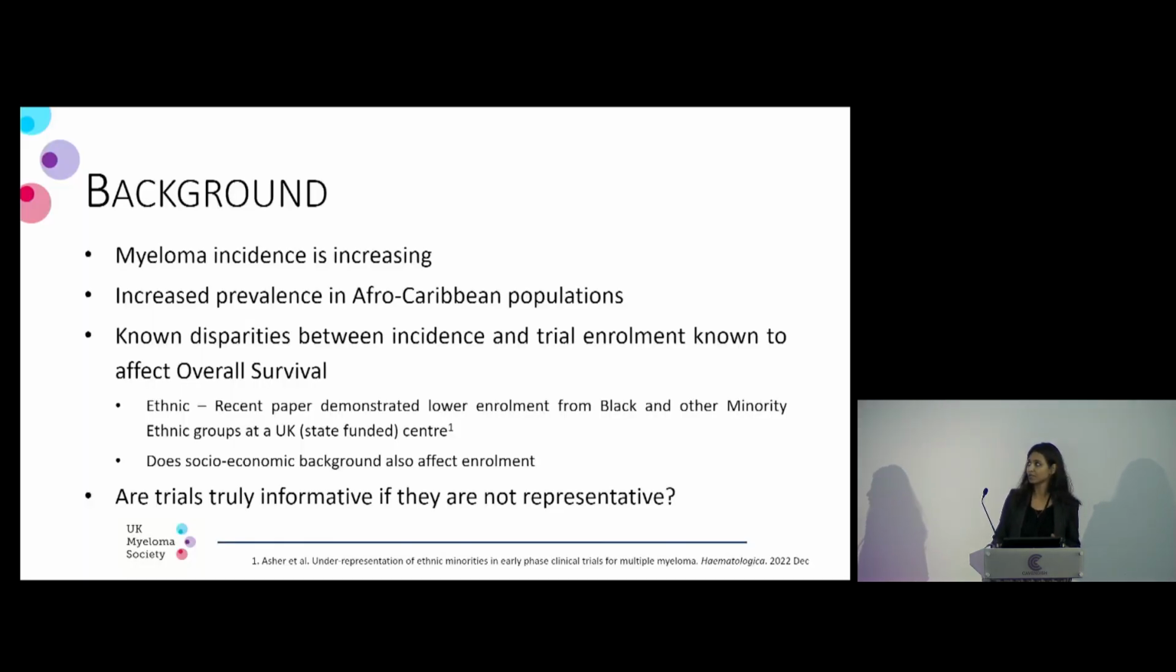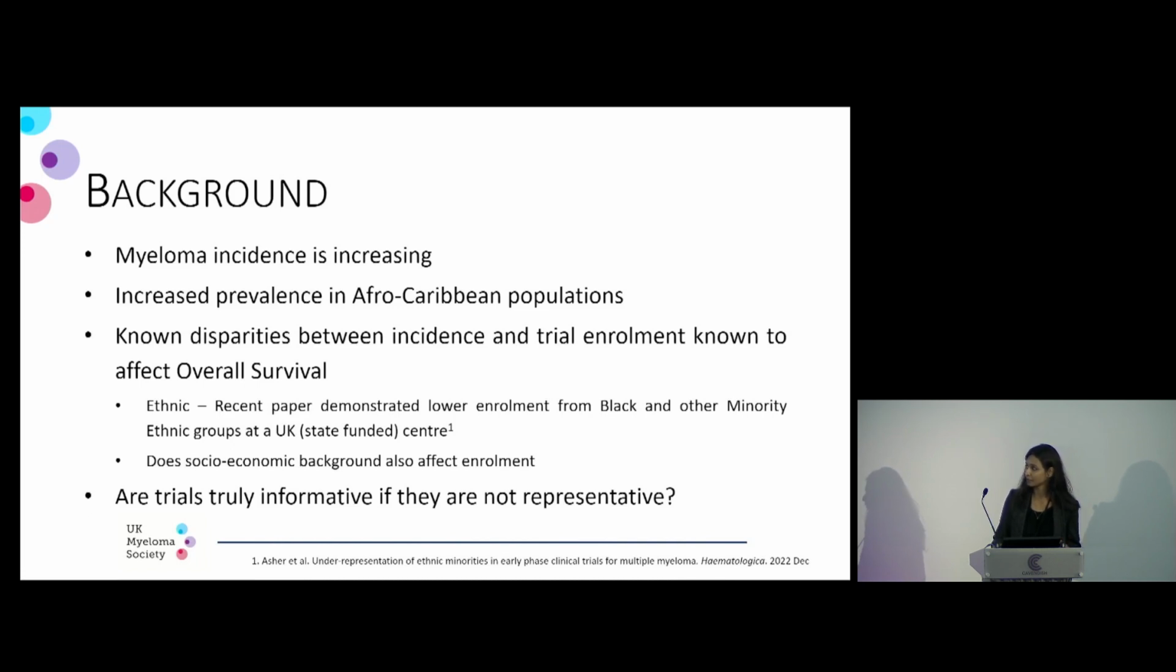A little bit of background. The incidence of multiple myeloma is increasing, largely due to an aging population, and we know there is an increased prevalence in the Afro-Caribbean population. Previous studies have demonstrated disparities in incidence and trial enrollment, which affect overall survival. A recent paper showed differences in enrollment according to ethnicity, demonstrated at a UK centre with state-funded healthcare, where you would hope for better access to trials.